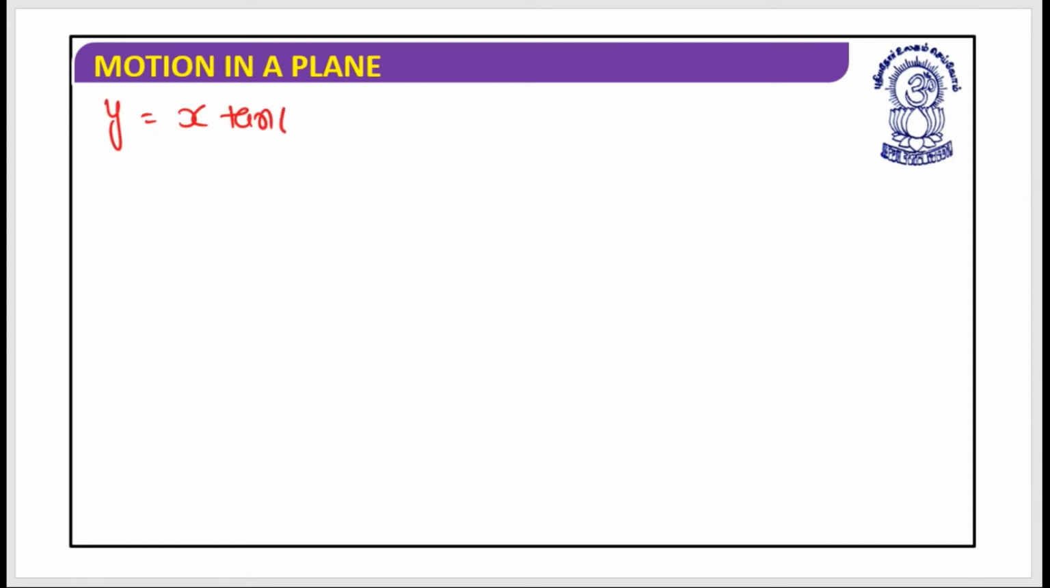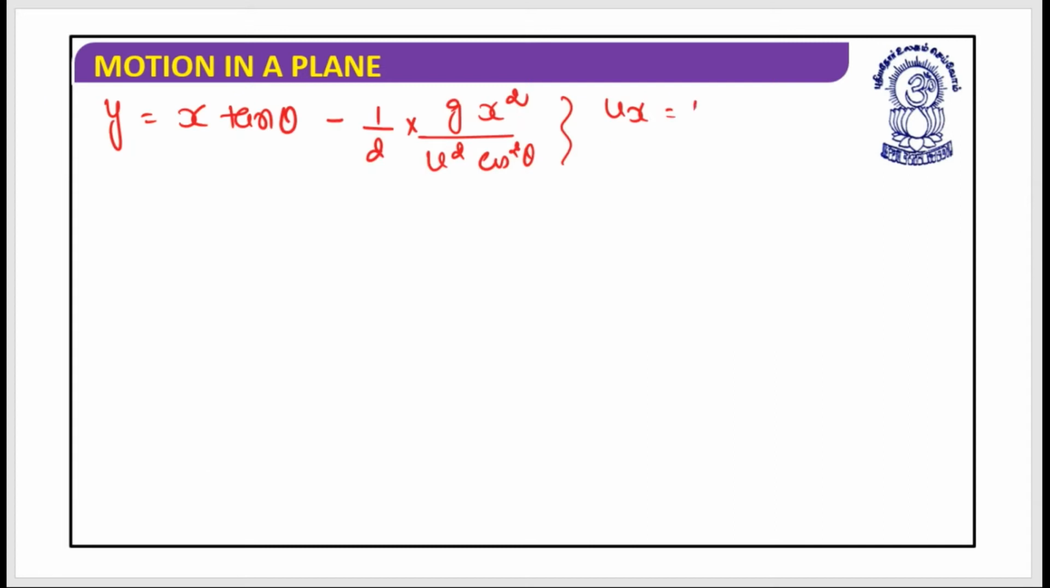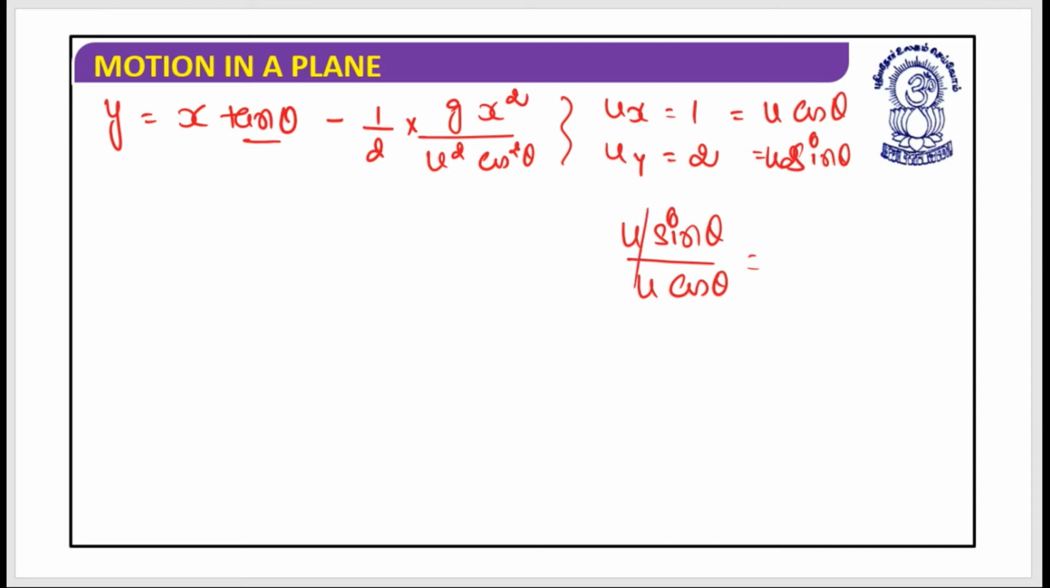y is equal to x tan theta minus half into g x square divided by u square cos square theta, and the data given is ux is 1 and uy is 2. That is ux equals 1, uy equals 2. Now what I want, first I want tan theta. So ux is u cos theta, uy is u sin theta. So let's take a ratio of this. It's u sin theta by u cos theta. It is tan theta, which is equal to 2 is to 1. So this is the value of tan theta.